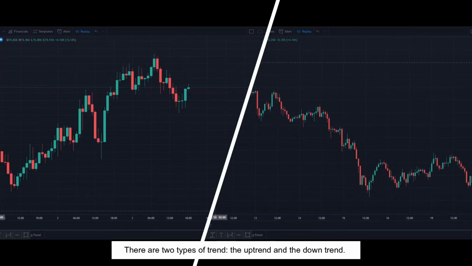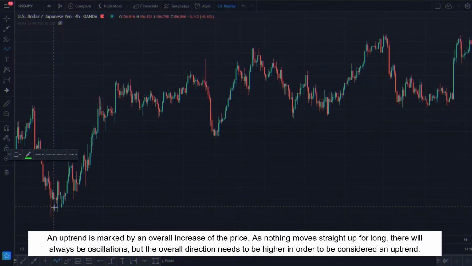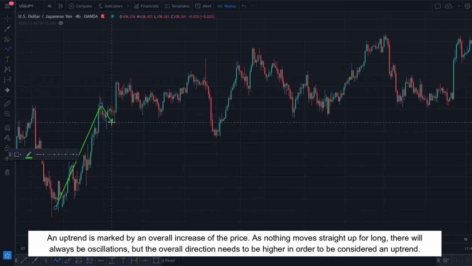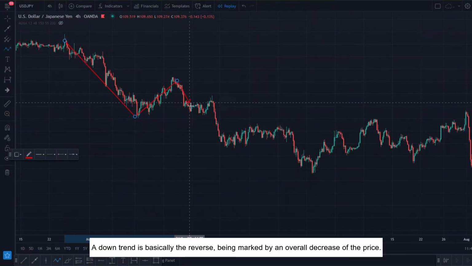There are 2 types of trend, the uptrend and the downtrend. An uptrend is marked by an overall increase of the price. As nothing moves straight up for long, there will always be oscillations, but the overall direction needs to be higher in order to be considered an uptrend. A downtrend is basically the reverse, being marked by an overall decrease of the price.